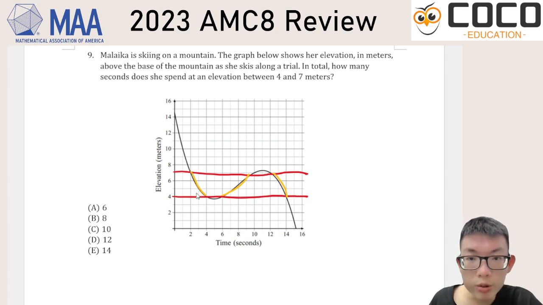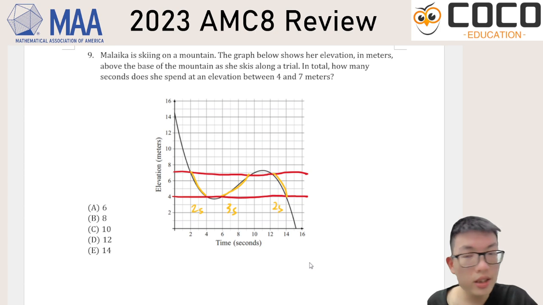Here, this would be 2 to 4, that's 2 seconds. Here, this would be 6 to 9, so that would be 3 seconds. And then this would be 12 to 14, which is 2 seconds. And this is a little bit strange. Why does it actually have the options 6, 8, 10, 12, and 14? Did I type wrongly? Let me check. Or did I read the question wrong?